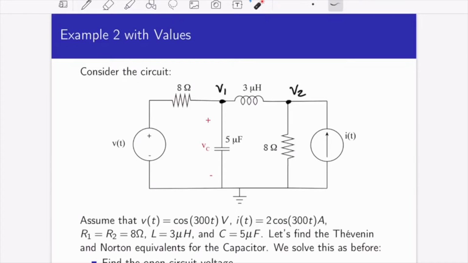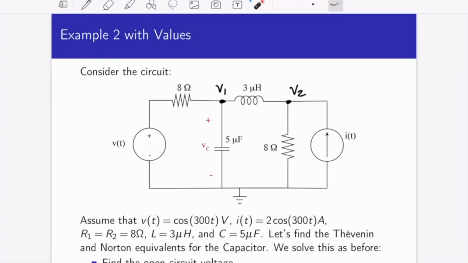I'm also giving you the input voltage, V of t, is equal to cosine of 300 t volts. And the current, I of t, is 2 cosine of 300 t amps. One thing I do want you to notice is that in both of these sources, omega is 300. That's required. In an AC circuit, you will have a single omega for the whole circuit. So that must be the case.